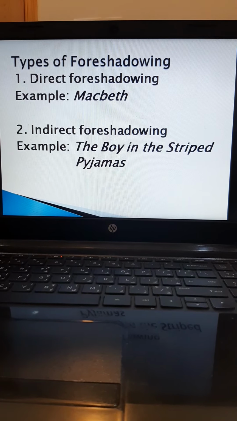I would urge you to get hold of this book. In case the book is not available or it's not possible for you to read, then please watch this movie. It's really worth reading and worth watching. The Boy in the Striped Pajamas.